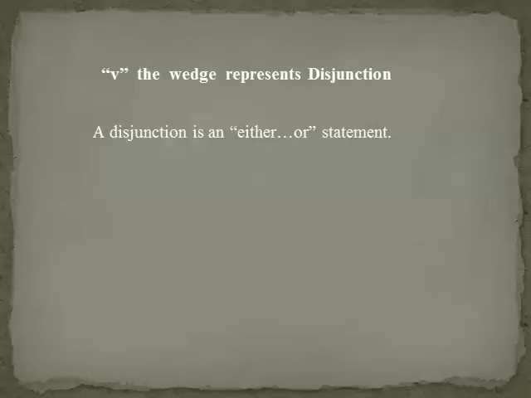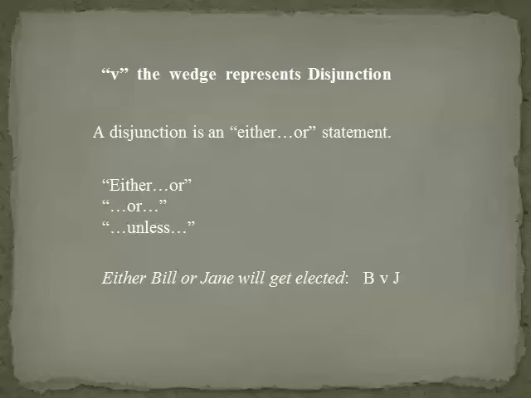Another simple symbol is the wedge, which represents either-or, disjunction. There are not that many ways to say either-or in English. Basically there's three: either-or, or without the word either, and unless, which also means if not. Either Bill or Jane will get elected. Jane will win unless Bill does. So the wedge represents either of those expressions, either-or or unless.